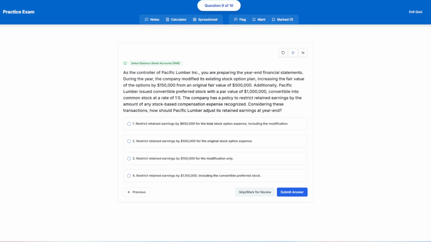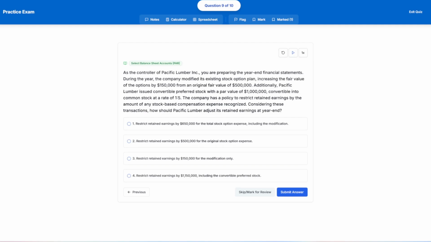Option 2 proposes restricting retained earnings by $500,000 for the original stock option expense. This option might seem plausible because $500,000 was the initial expense. However, it ignores the modification's impact, which ASC 718 mandates be included. Alas, no shortcuts in accounting. Option 3 offers restricting retained earnings by $150,000 for the modification only. Tempting, I know, because who doesn't love focusing on the shiny new number? But this overlooks the original expense, giving you a partial picture, and thus incorrect.